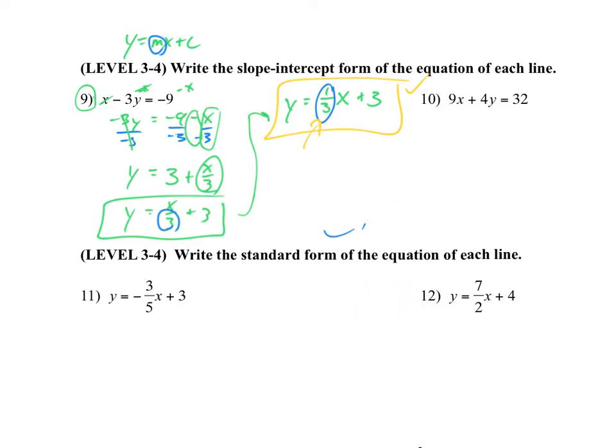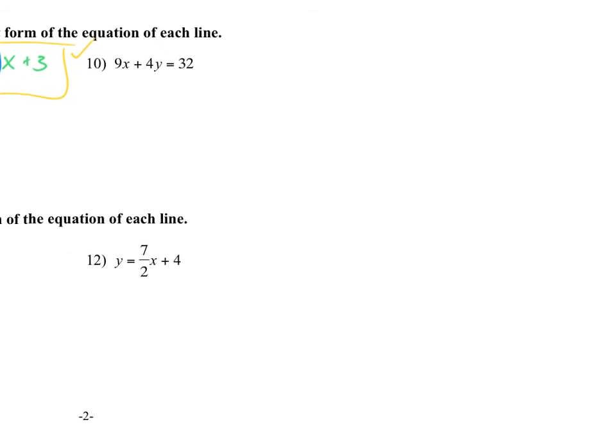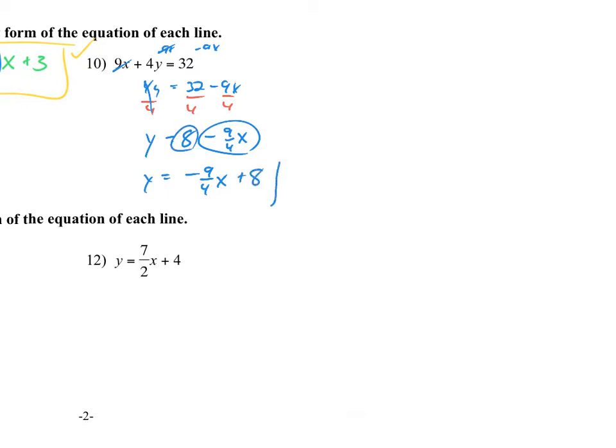So let's move on to 10. Same sort of idea. In 10, change it to slope-intercept form. Well, let's subtract 9x from both sides. These cancel out, and you're left with 4y equals 32 minus 9x, and then let's divide by 4. But you've got to divide everything by 4. These cancel out, you're left with y. This is 8, and minus 9/4 x. Let's spin it around. This is negative, so let's keep it negative: -9/4 x. This is positive, so let's keep it positive.